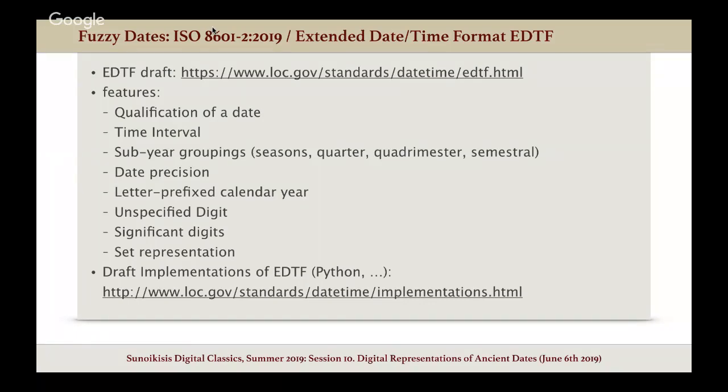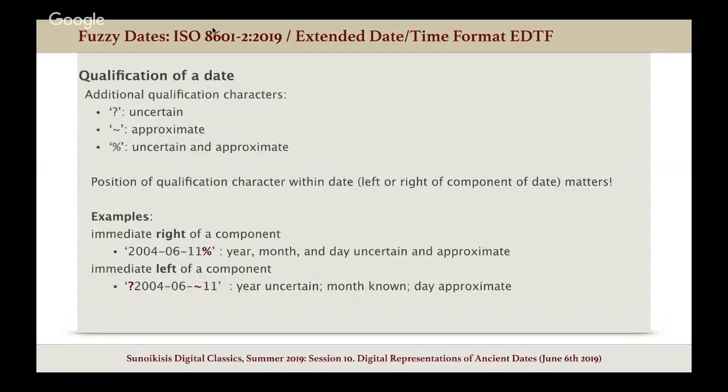Like I said, this new version offers new features for dealing with some more fuzzy dates. We can deal now with precision, with uncertainty, with unspecified digits. I will show now some basic examples of these new features. First one is qualification of a date. You can add additional qualification characters to components of an ISO date.